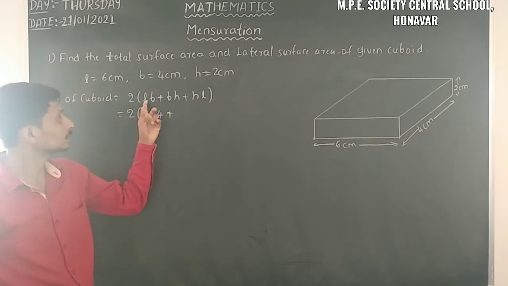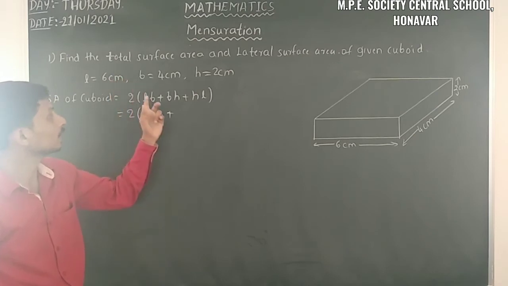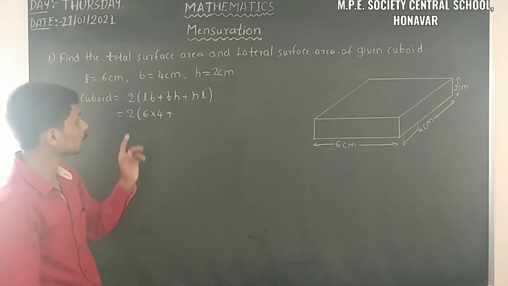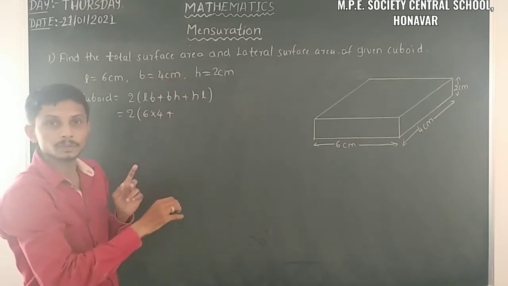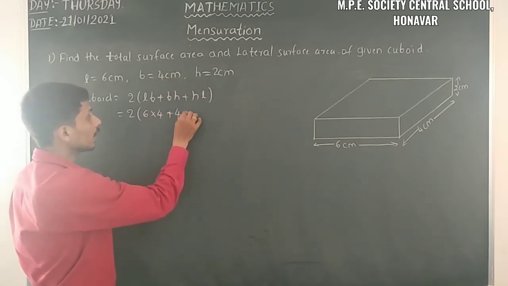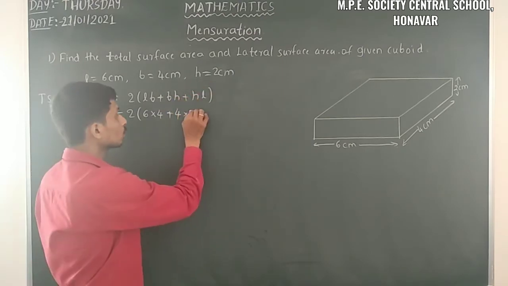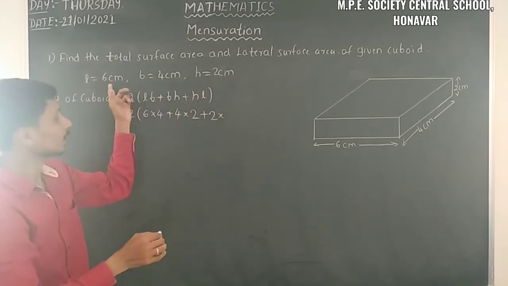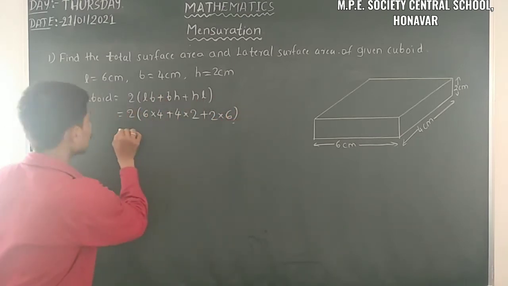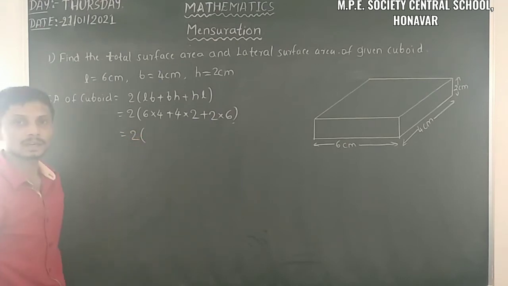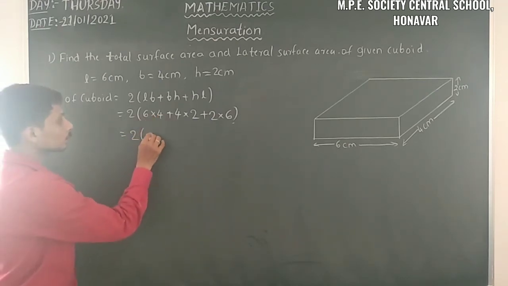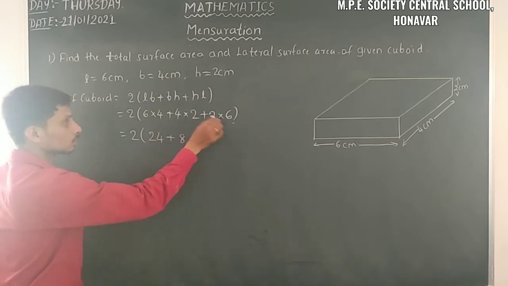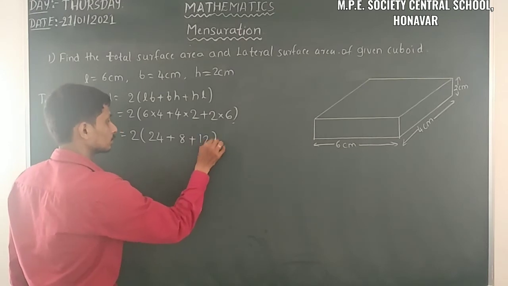That is, in place of L only we have to write the value of L, and in place of B only we have to write the value of B. So 6 into 4, and B into H: in place of B we substitute 4 and in place of H we substitute 2, and then H into L: in place of H we substitute 2 and in place of L we substitute 6. Then we have to multiply and add. This is 6 into 4, 24, plus 4 into 2, 8, plus 2 into 6, 12.